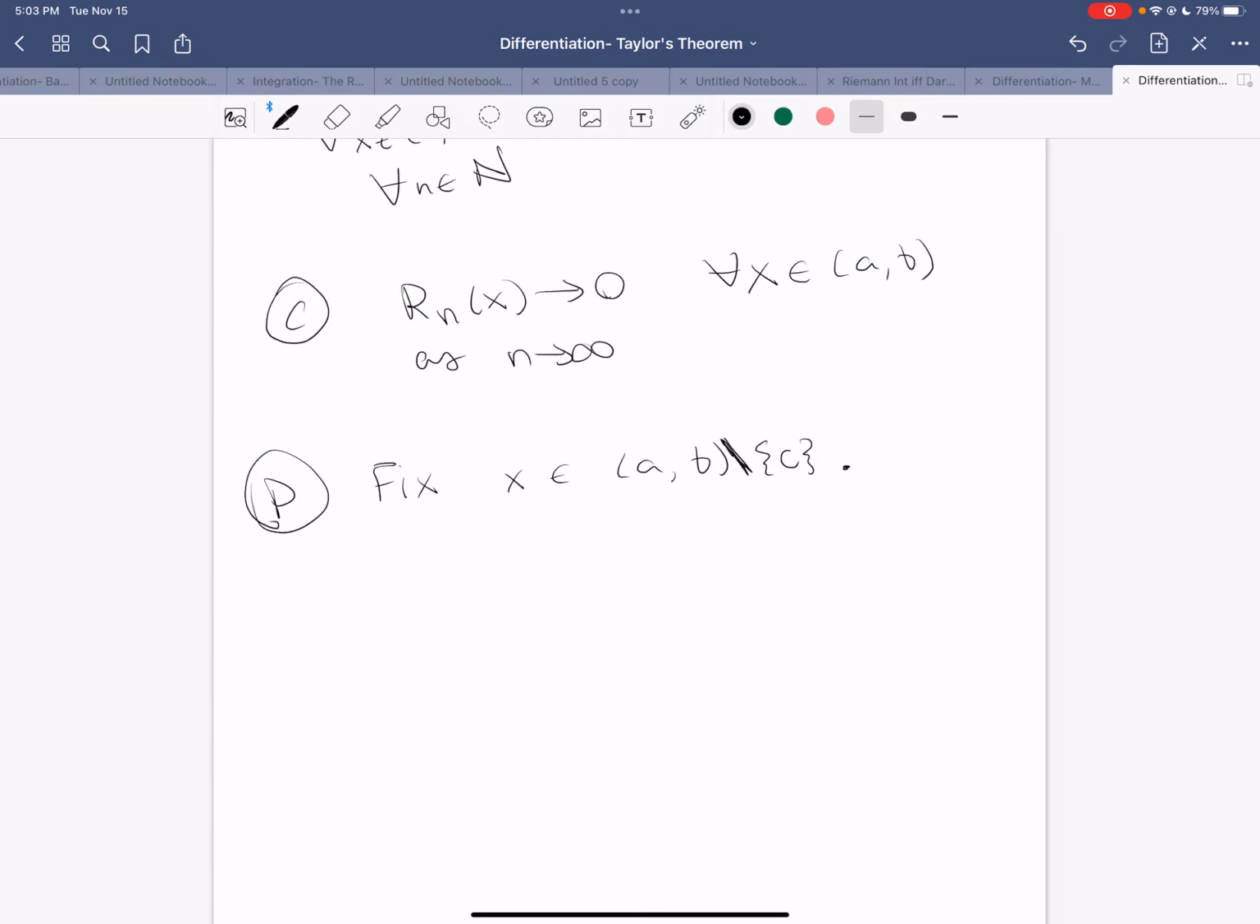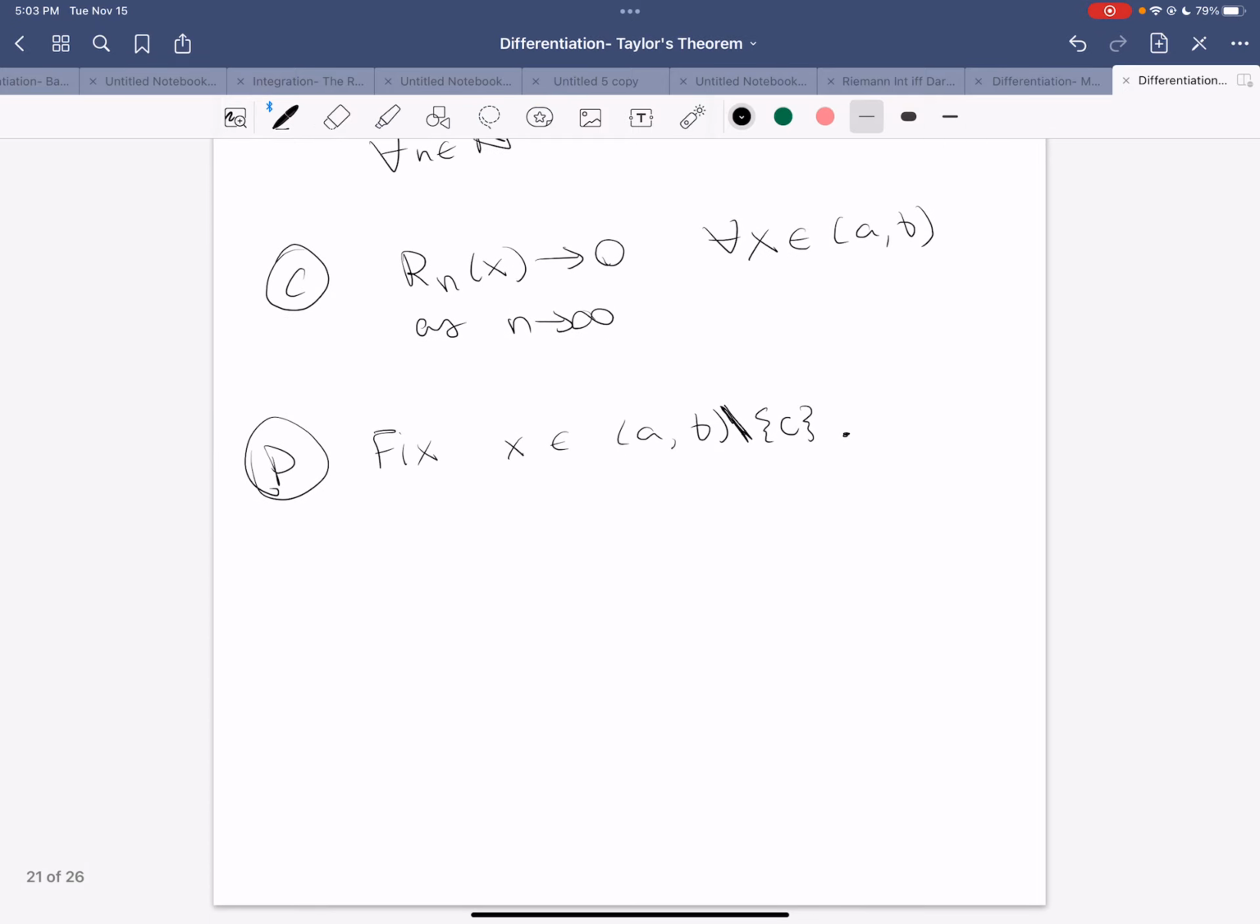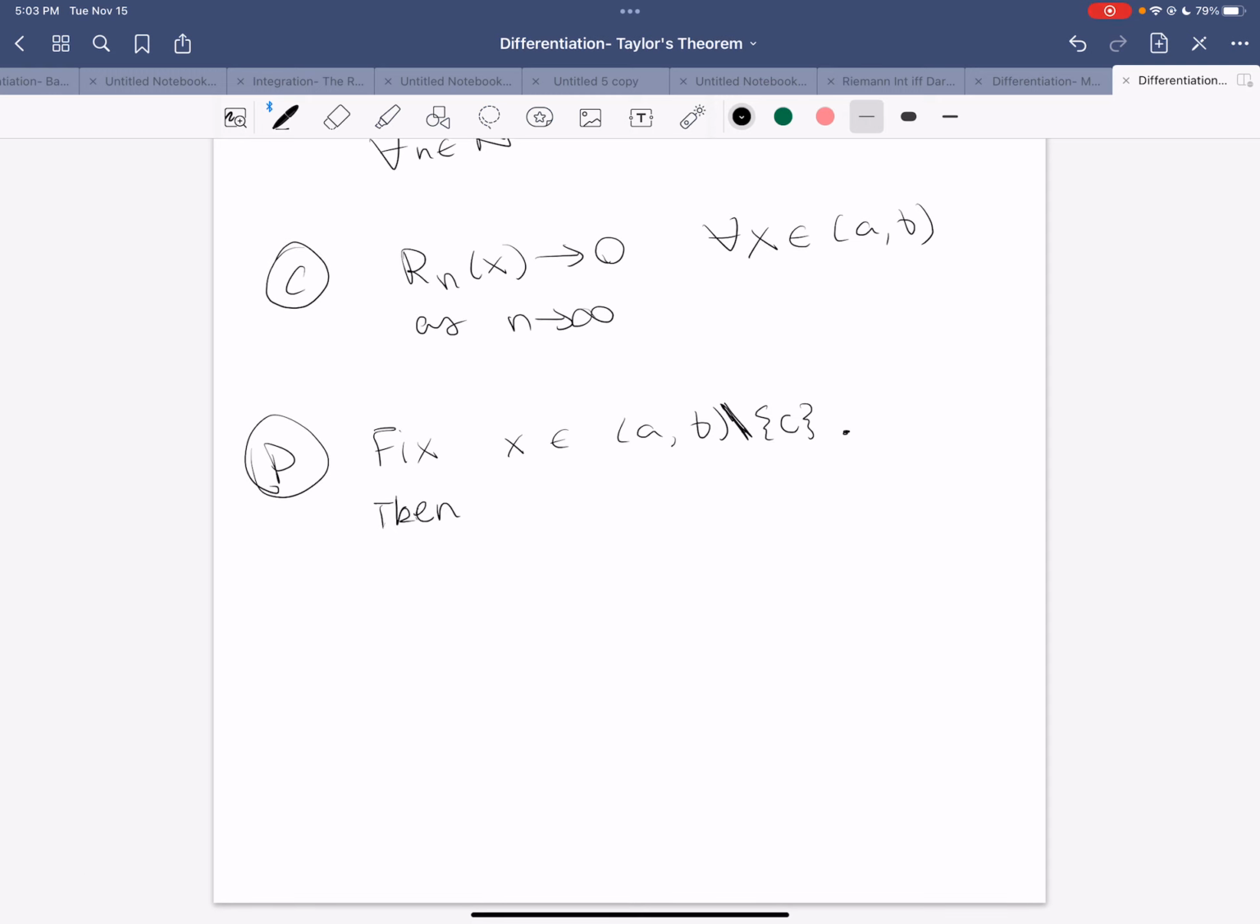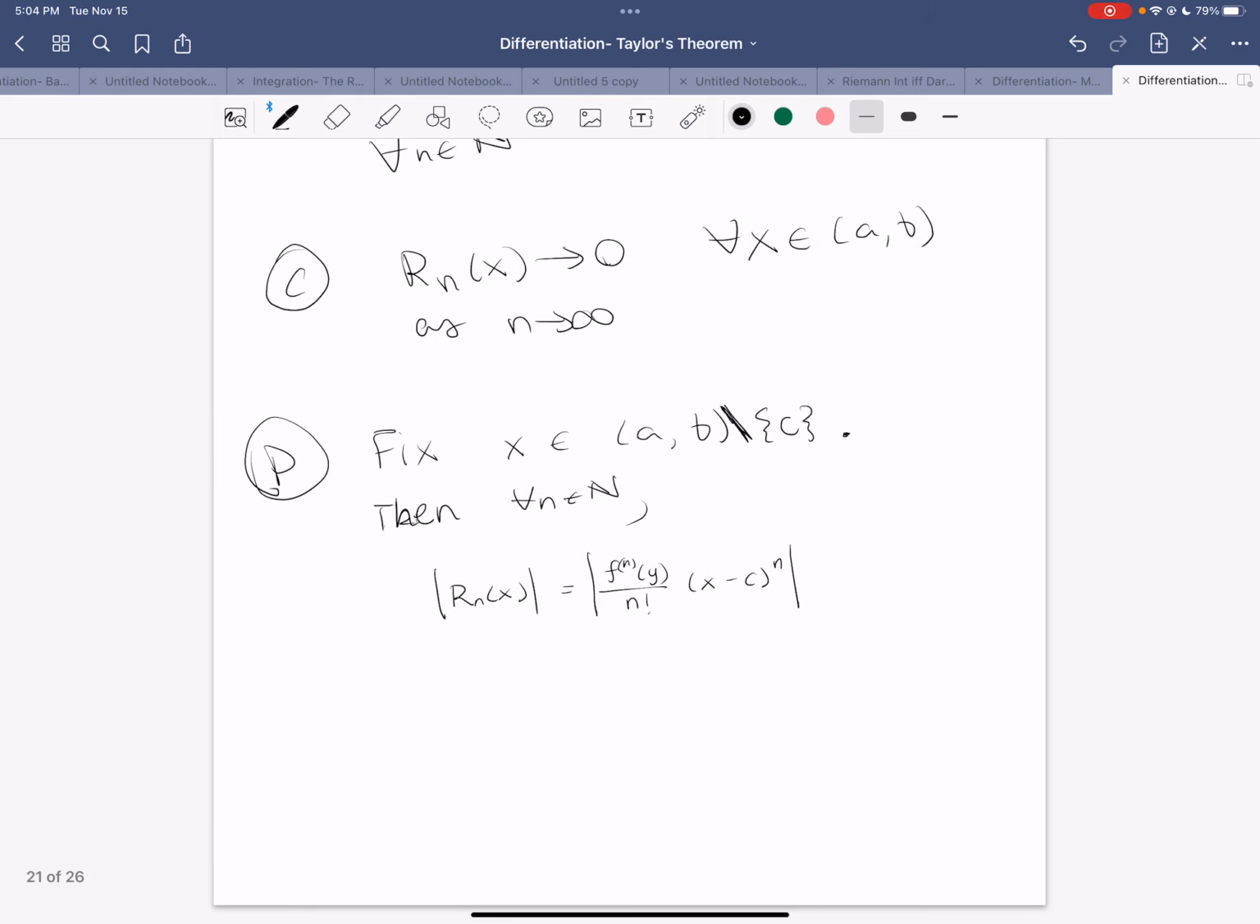Okay, so let's look at this. Fix x. x is a point in the domain that's not equal to c. Then this is our formula for the nth remainder. And what's going to be true is for all n, the absolute value of this is going to be the absolute value of that. And this is going to be equal to the absolute value of the nth derivative at y times the distance between x and c to the nth power, and all of that over n factorial.